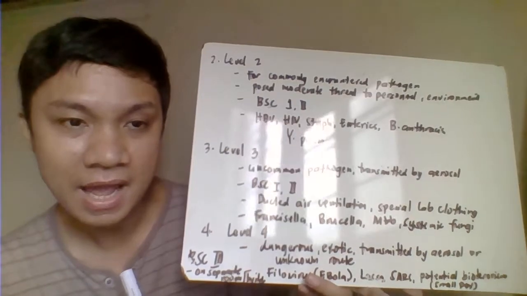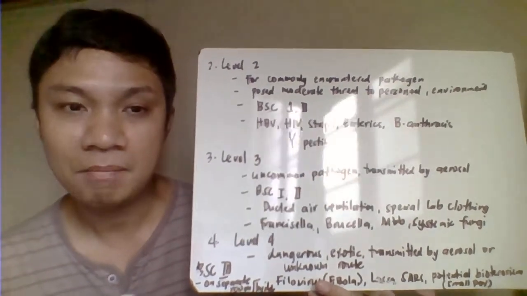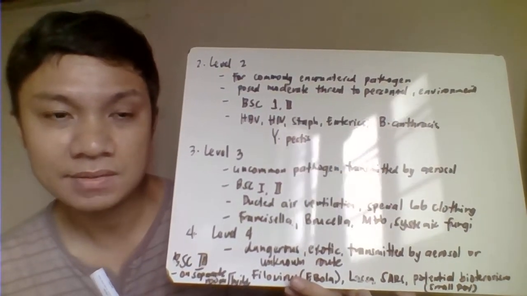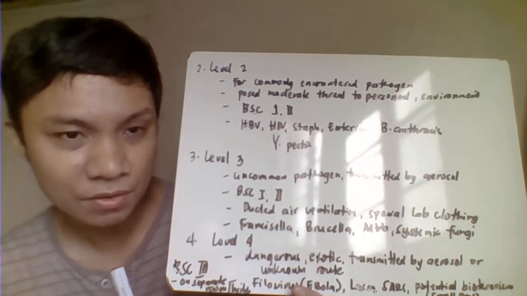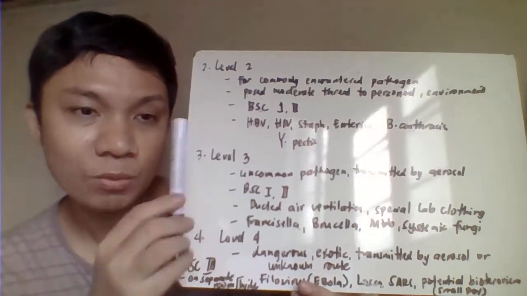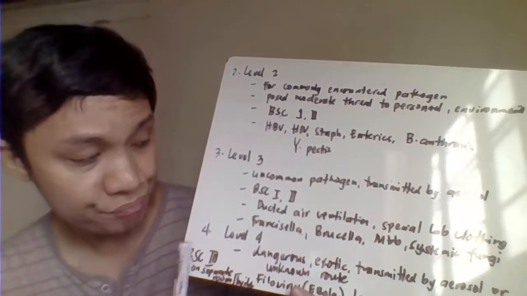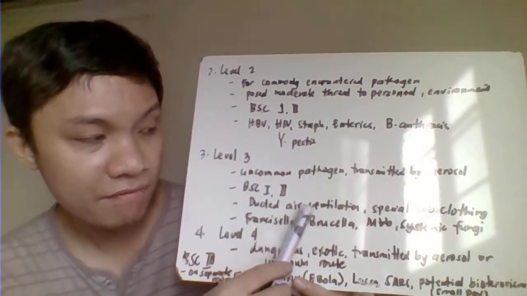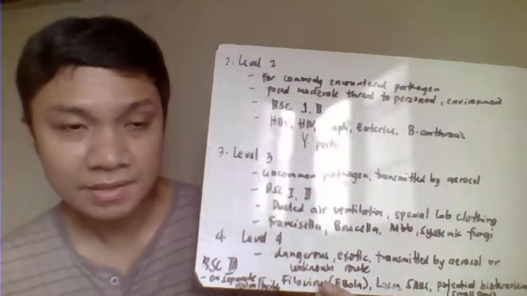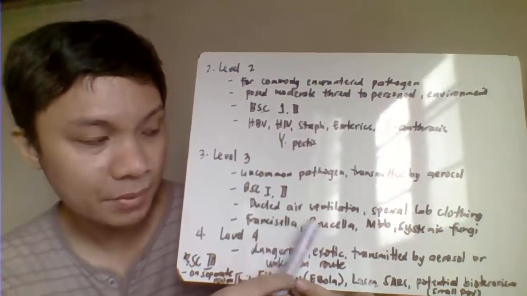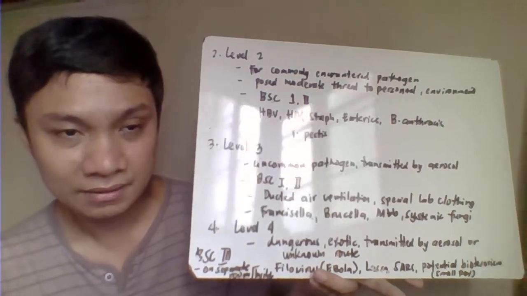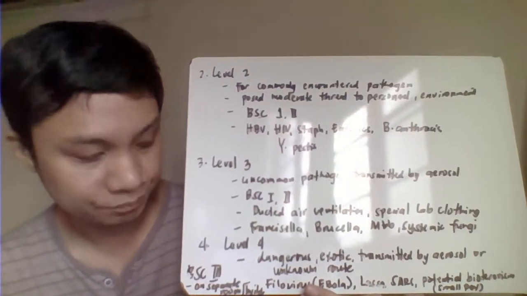Okay, level 3, on the other hand, is for handling microorganisms which are uncommon and at the same time transmitted primarily by aerosol. So these are more toxic. It requires biological safety cabinet 1 and 2, but most likely it should be 2. You have ducted air ventilation and a special PPE program for the personnel. This includes Francisella, Brucella, Mycobacterium tuberculosis, and systemic fungi, which are basically transmitted by aerosol.